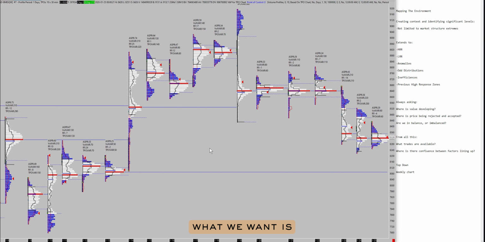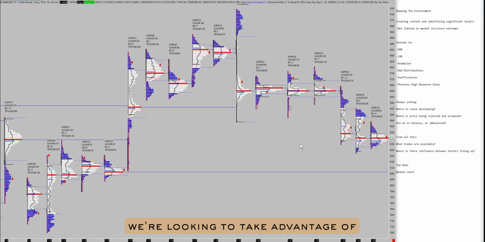Ideally, what we want is a good amount of confluence between factors that we identify, or between different environment types that we see setting up, or rather what type of environment we're in setting up relative to current, again, significant levels. And then from there, we're able to weigh what opportunities we're looking to take advantage of.